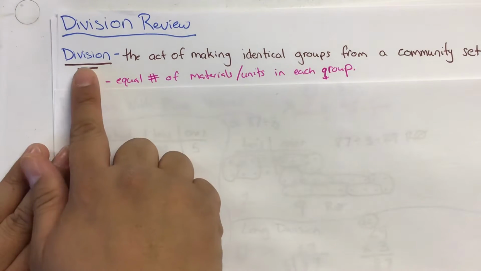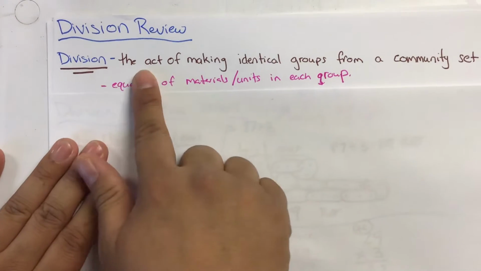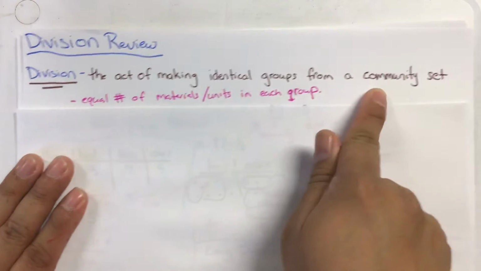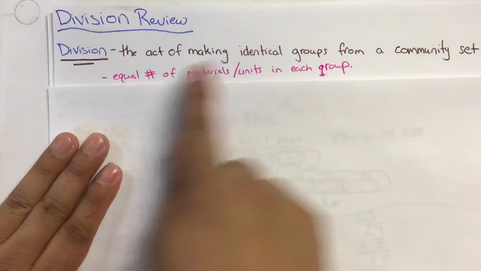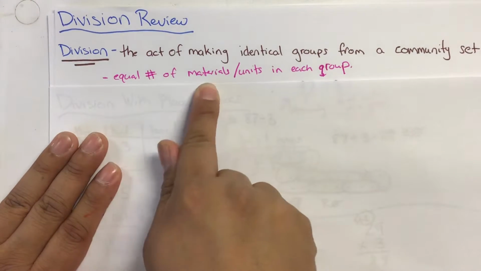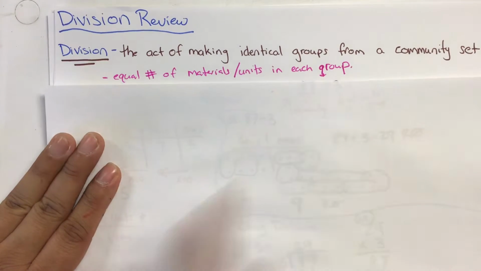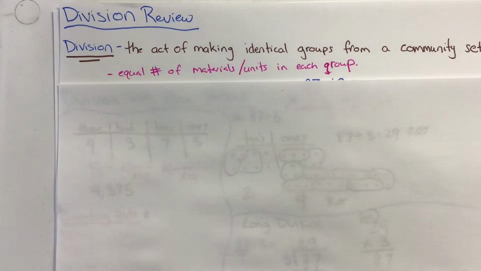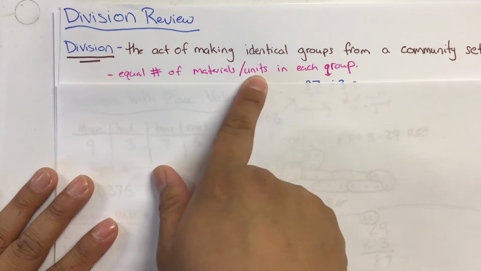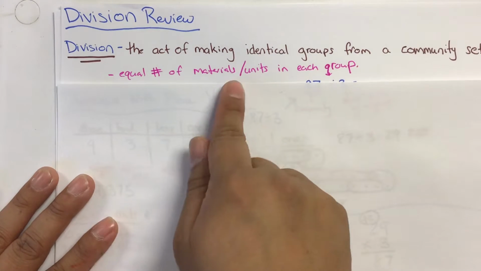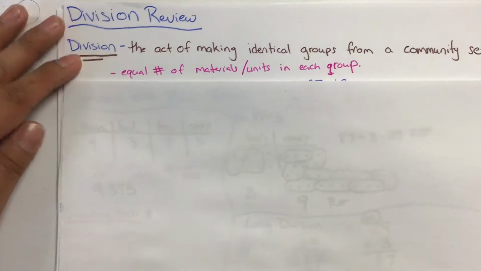Okay, just to start out, when we're looking at division, we know that it is the act of making identical groups from a community set, or basically saying in math terms, we're making an equal number of materials or units in each group. Since we are working with numbers and we can split them up into units, we're basically talking about how many of each unit will go in or can be divided out in a certain number of ways.